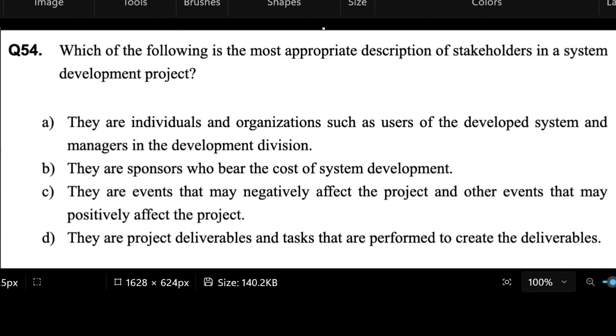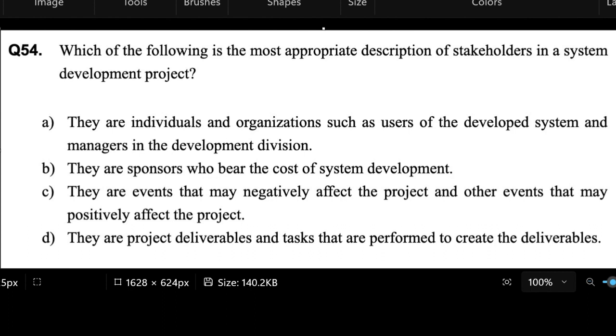Question number 54 of the ID Passport exam from PhilNITS. We are now in the management portion of the exam. In this question, we are being asked, which of the following is the most appropriate description of stakeholders in a system development project?